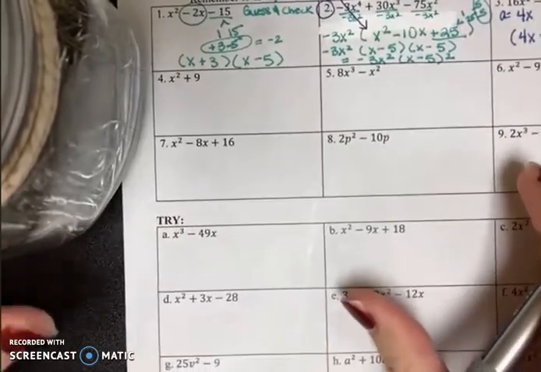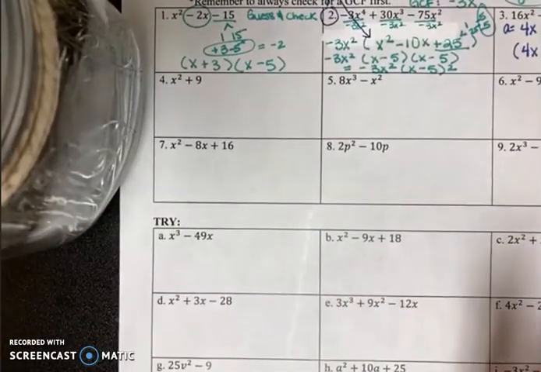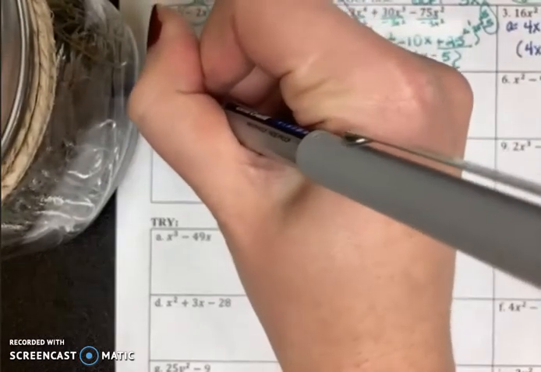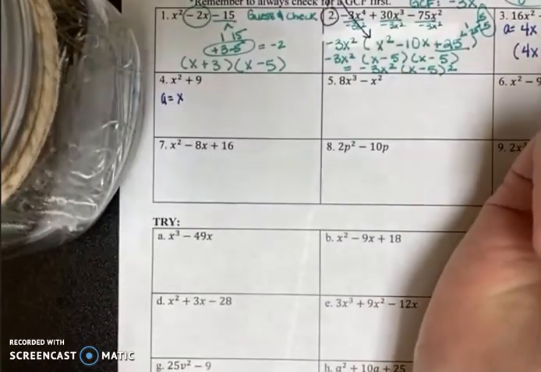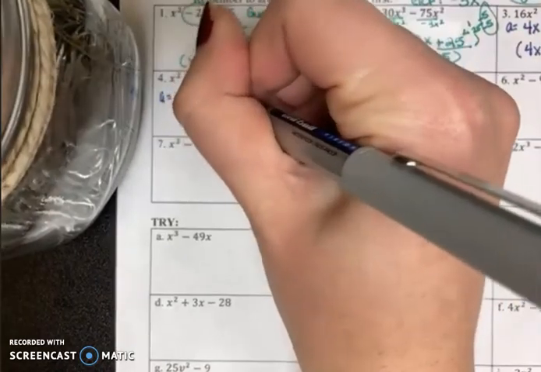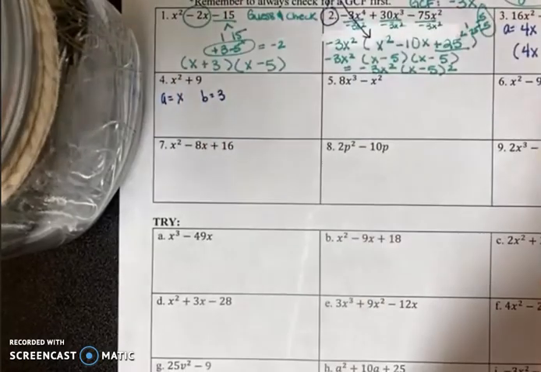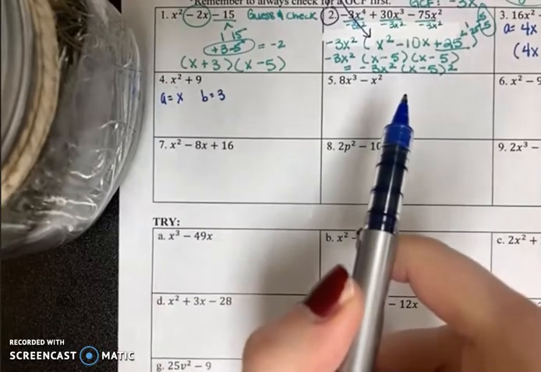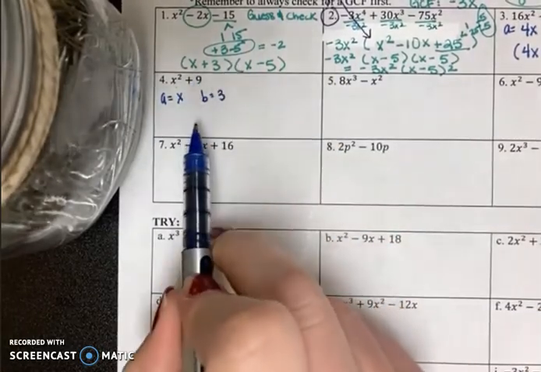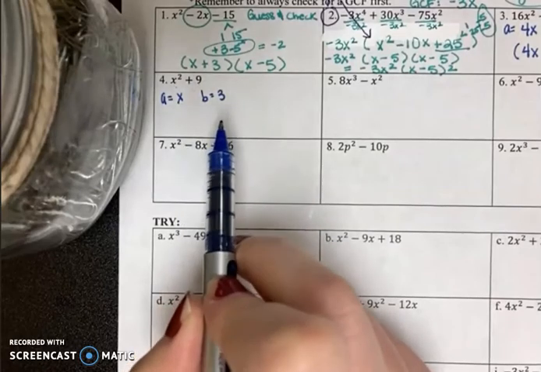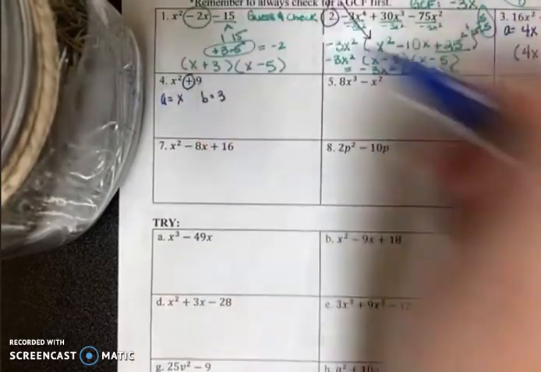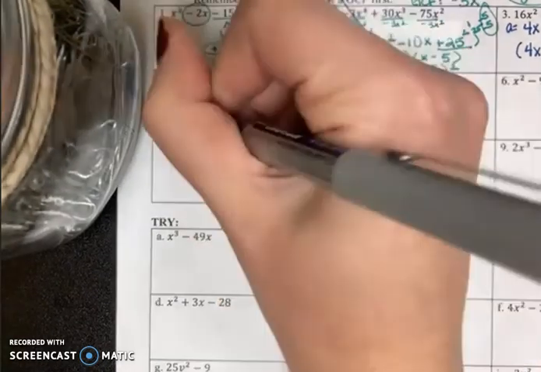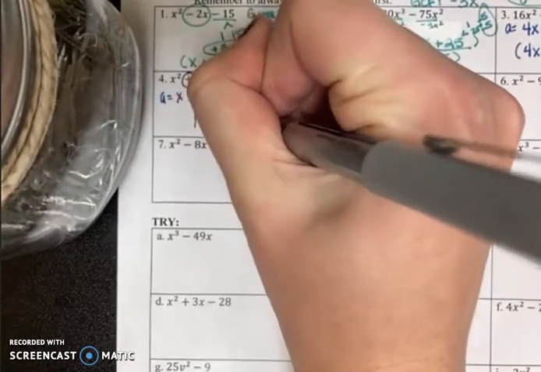Number 4, once again, I want to check and see, can I use the difference of two squares here? It does look like the first term, x squared, could give me x squared, and the second term, 3 squared, would give me the 9. So they are two perfect squares here. However, I cannot use the difference of two squares here because of that plus sign. This is not a difference, it is a sum, which means it is not factorable.